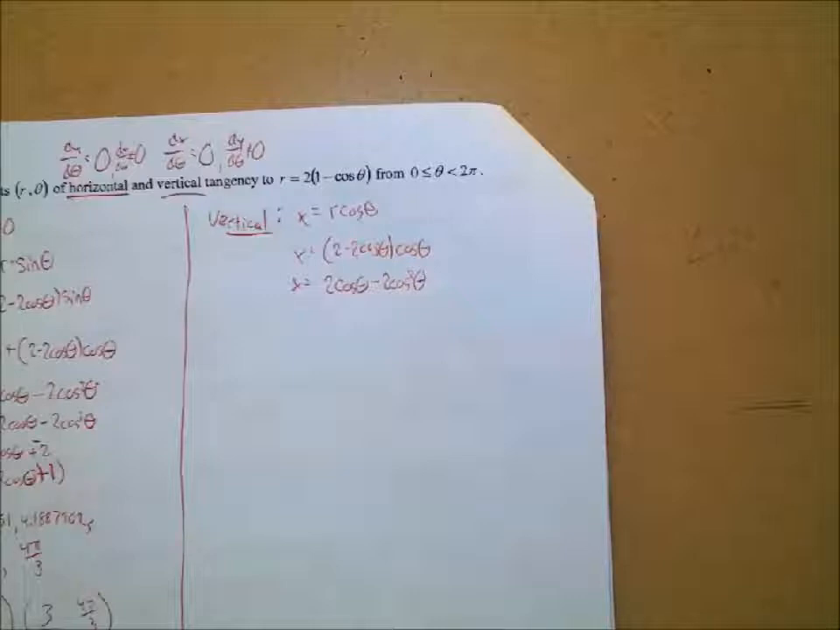You still have to find dy d theta and dx d theta. You just don't have to solve for zero. True. I give up. I can't find the derivatives. It should be negative 2 sine theta plus 4 cosine theta sine theta is what it should be.